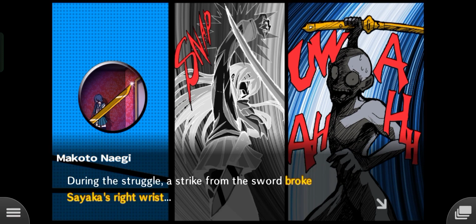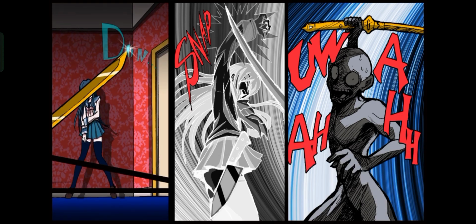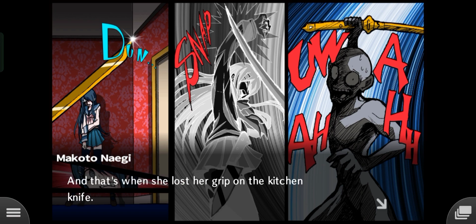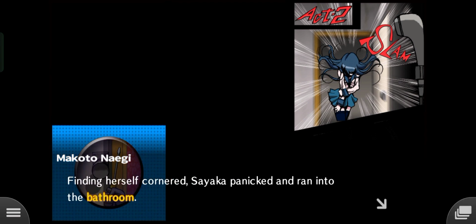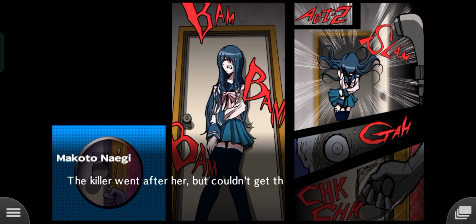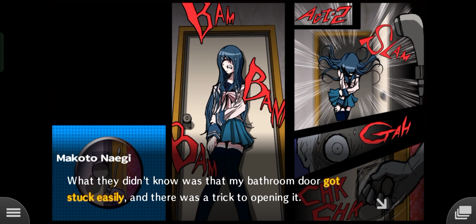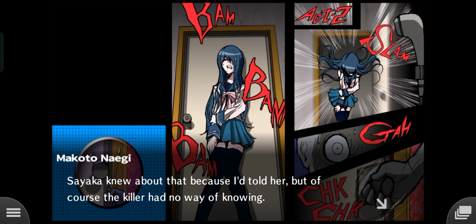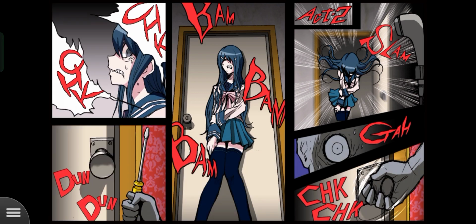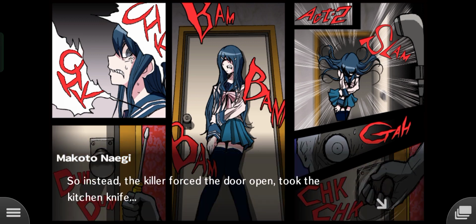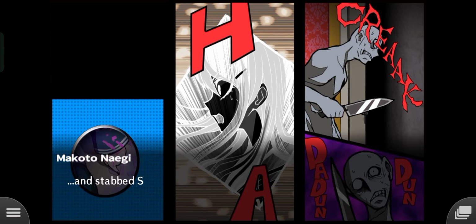During the struggle, a strike from the sword broke Sayaka's right rib. And that's when she lost her grip on the kitchen knife. Finding herself cornered, Sayaka panicked and ran into the bathroom. The killer went after her, but couldn't get the bathroom door open. What they didn't know was that my bathroom door got stuck easily, and there was a trick to opening it. Sayaka knew about that because I told her, but of course the killer had no way of knowing. So instead, the killer forced the door open, took the kitchen knife, and stabbed Sayaka.